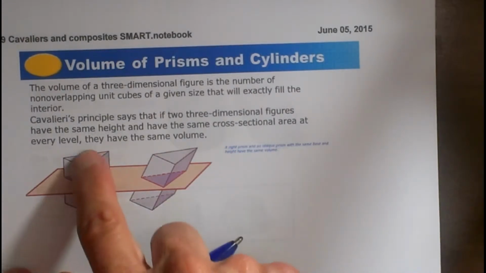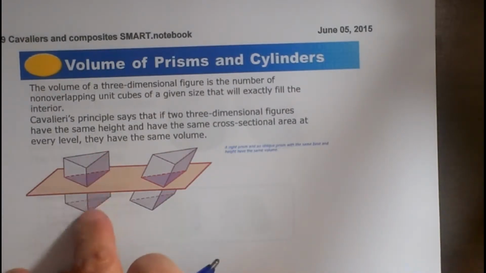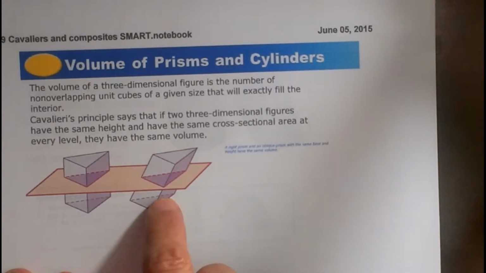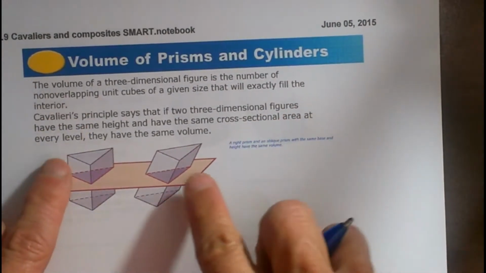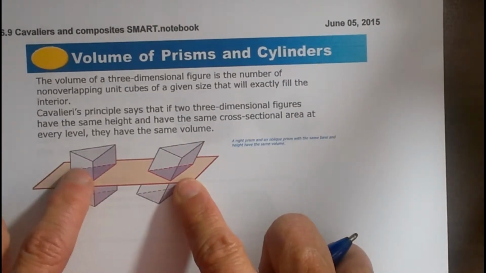So you can see this pyramid or prism, and then you can see this prism. Well, they're the exact same thing, only one is slanted. We also have another word for that, oblique is another word.